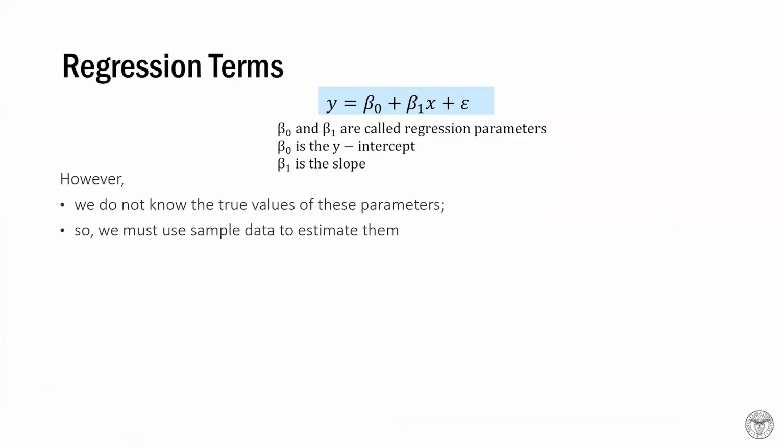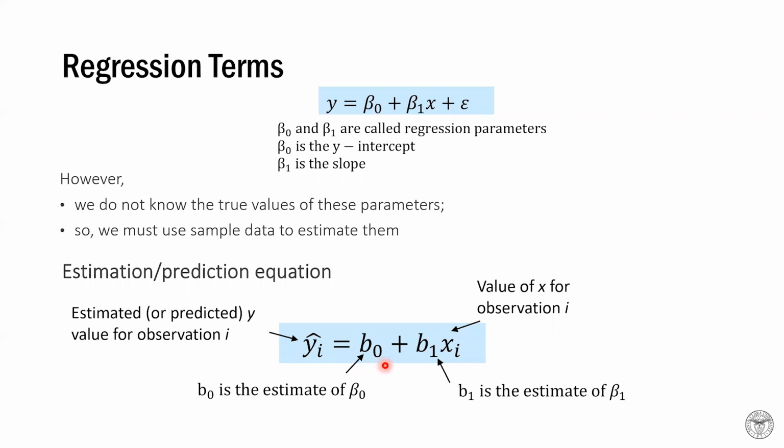Although we assume a linear relationship in the simple regression, we do not know the true values of these parameters in the above linear regression equation. We must use the obtained sample data to estimate these population parameters. In the estimation, given any observation of the independent variable, we have one estimate for the dependent variable. We also use B sub 0 as the estimate of beta sub 0, and B sub 1 is the estimate of beta sub 1.